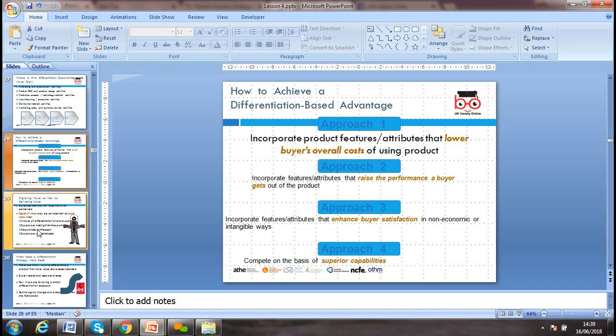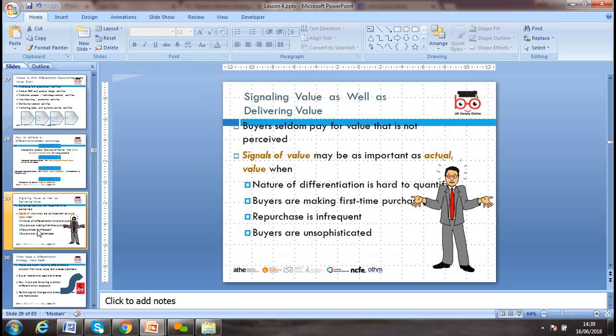So superior capability. Capability means the ability to do something, and competency means how we do our action. So if we pass our driving test, we are capable. When we are competent, we have experience. So we need to think about how we'll create a positive experience if we learn a new technique. Signaling value and delivering value. Buyers seldom pay for the value that is not perceived.